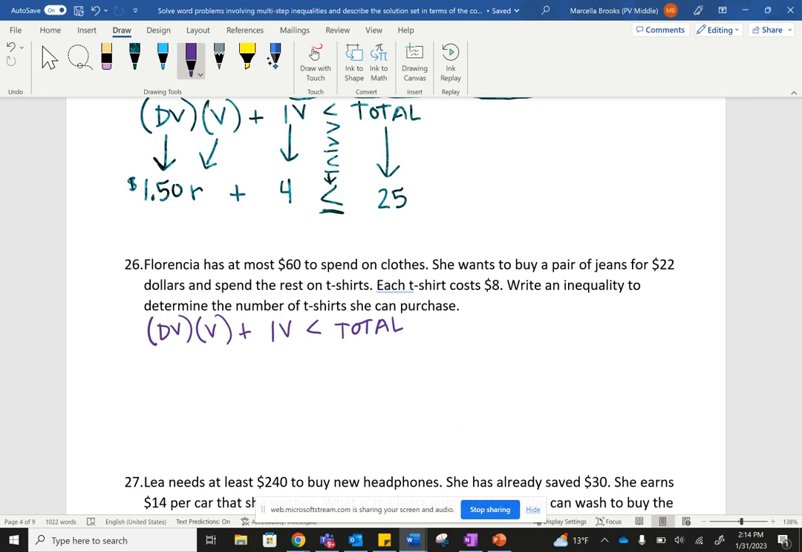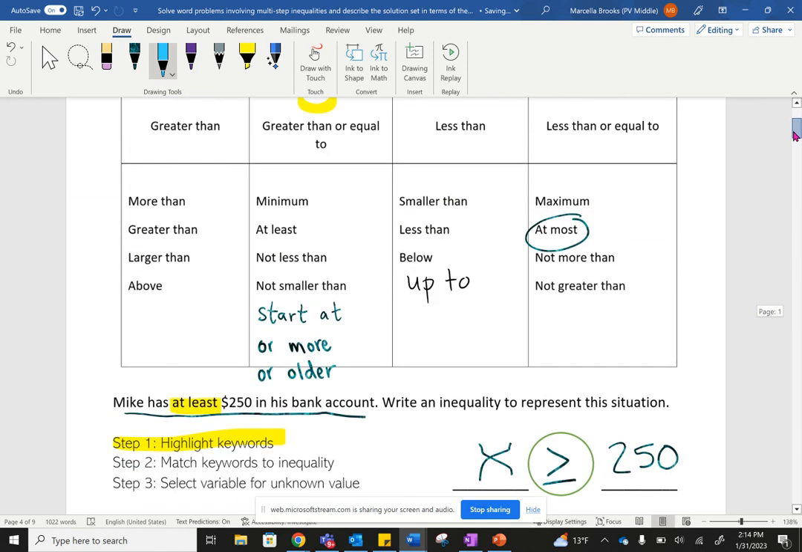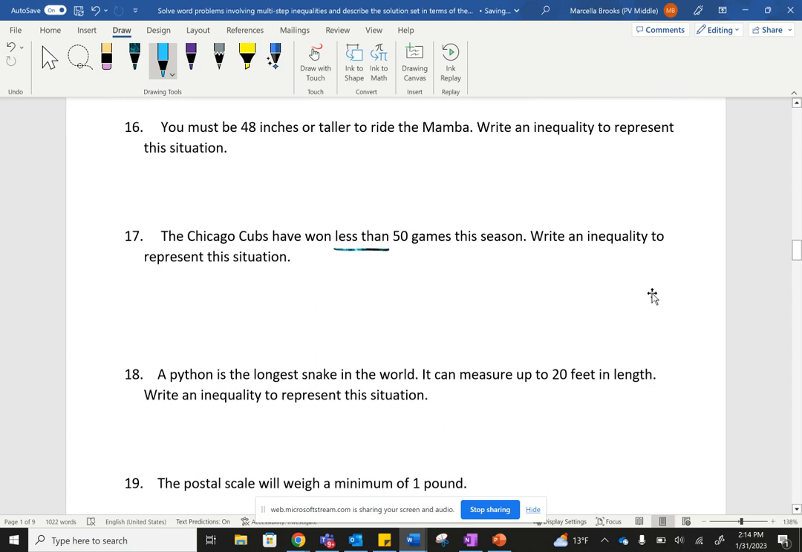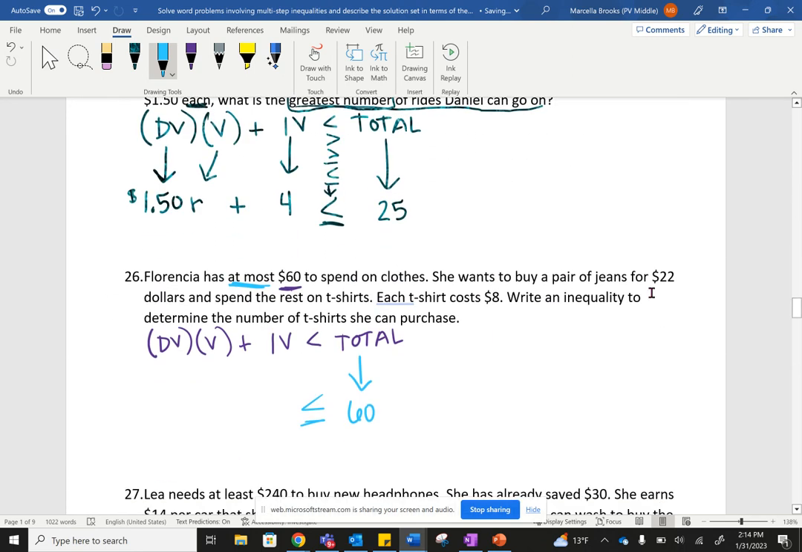So first off, she has at most $60. So that's our total. That's how much she can spend. So she can spend $60. It also tells us it's at most $60, so it's got to be less than or equal to. At most. So go back up to where we have those keywords, and at most is right here. At most. That's less than or equal to. And then we go back down here.